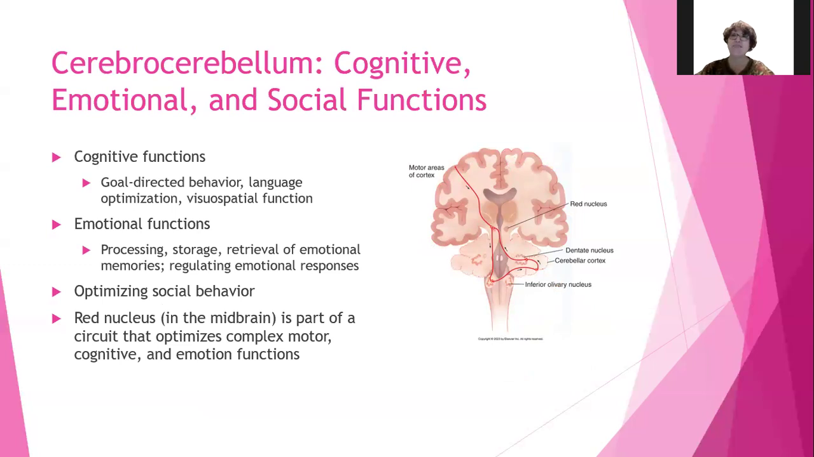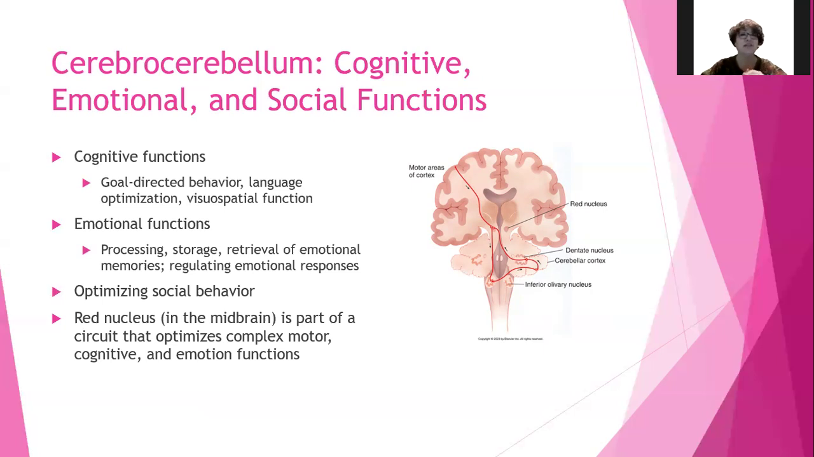It also has lots of effects with regard to cognitive, emotional, and social functions. So the cerebellum is involved in goal-directed behavior. Like we said, the anterior frontal lobe is involved in goal-directed behavior, language optimization, and visuospatial function. The emotional functions of the cerebellum include processing, storage, and retrieval of emotional memories, regulating emotional responses, and optimizing social behavior, which I think is pretty interesting. So, like how we interact with other humans.